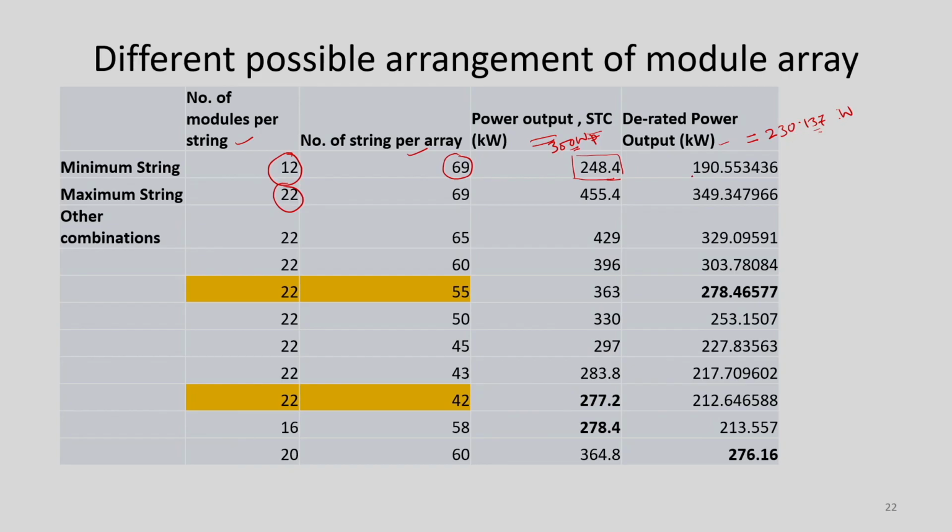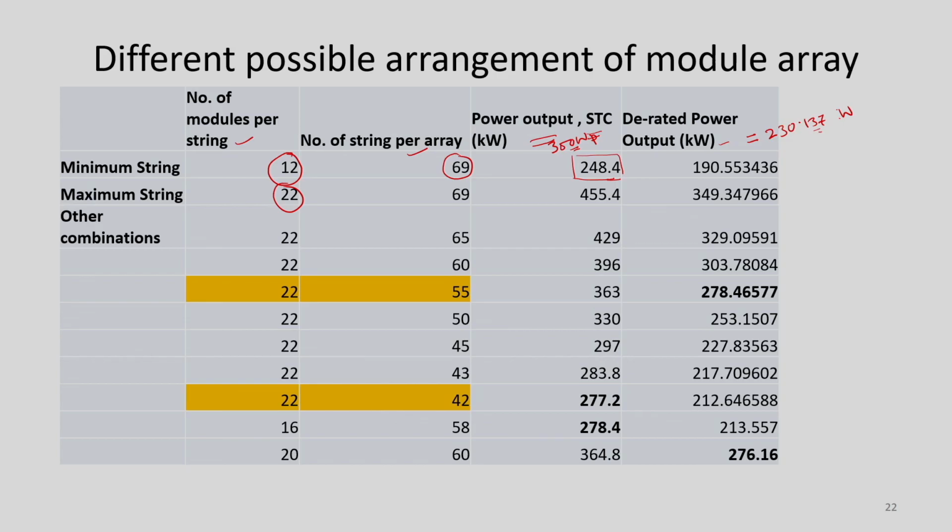Okay? And if we make the same calculation, 12 multiplied by 69 into 230.137, then what we will get is 190.55 kilowatt, right. So, we can have one more combination like 22 multiplied by 69 and multiplied by 300, then what we will have is about 455.4 kilowatt. And if we consider the rated parameters, then output will be about 349.35 kilowatt. Okay?